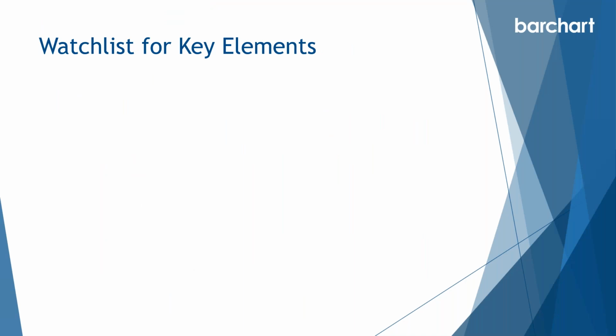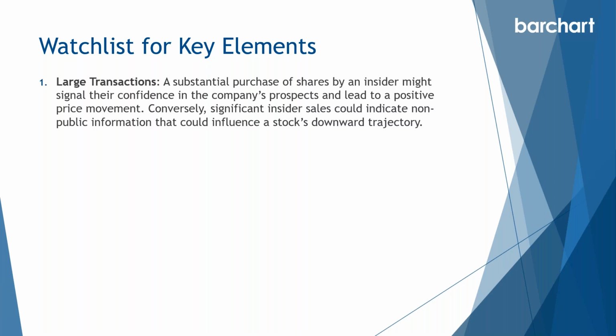So we're going to have some key elements we're going to look for when we look at these different types of transactions. And there are 4 key elements, or conditions, that we want to be aware of. The first one is we're going to look at large transactions. Now, a large transaction could be in the size of shares, a number of shares, or it could be a percentage of buys or sales that an insider controls prior to and post transaction.